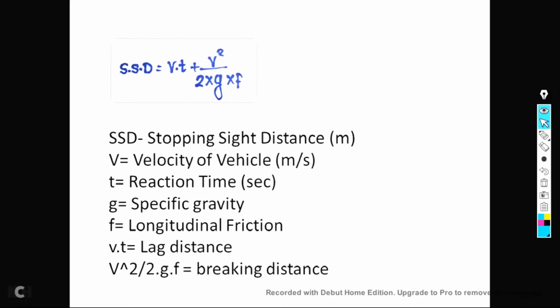Now in this formula, V means the velocity of the vehicle in meters per second, T is the reaction time, that is 2.5 seconds, g is the acceleration due to gravity, f is the longitudinal friction, which I told in the first video. The value of the longitudinal friction is approximately 0.35 to 0.4. The first term, Vt, is the lag distance, which I described in the previous slide, and the term V square by 2gf is called the braking distance. This formula we can apply for a horizontal road, but if the road is inclined, or there is any kind of slope, the formula will change slightly.